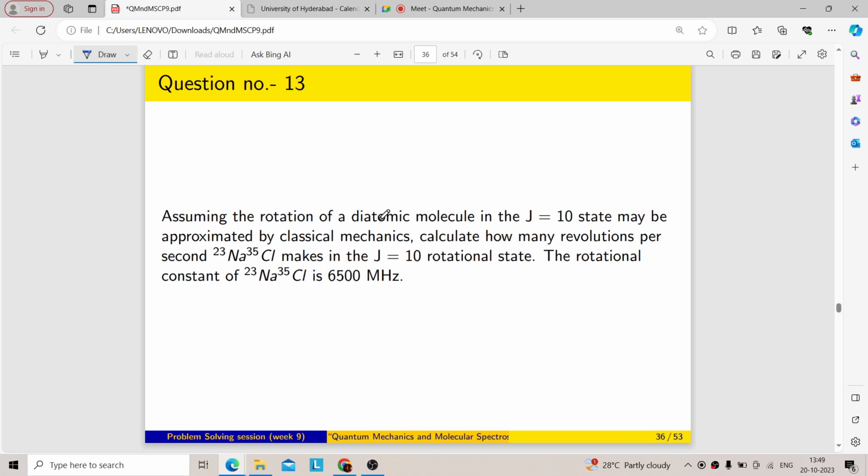Assuming the rotation of a diatomic molecule in the J equal to 10th state may be approximated by classical mechanics, or you can call it a rigid rotor, calculate how many revolutions per second sodium chloride makes in the J equal to 10 rotational state. The rotational constant for sodium chloride is this much.